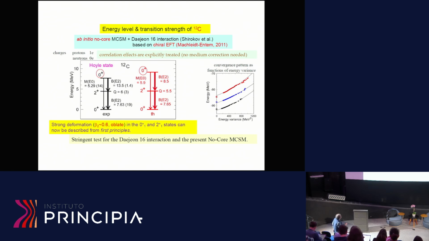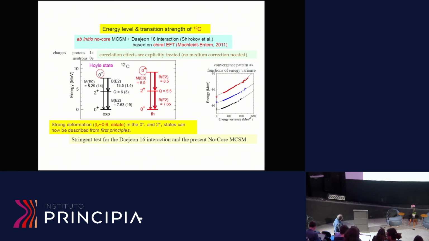Also, if you look at this BE2, from this 2 plus down to the ground state, it is 7.65, and the experimental value is 7.63 plus minus 19. This value was obtained with just the free nucleon value. So this shows the ab initio approach really works for this kind of strongly deformed nucleus. In fact, this case corresponds to beta 2 of about 0.6 oblate, and this large value really reproduces the experimental value.